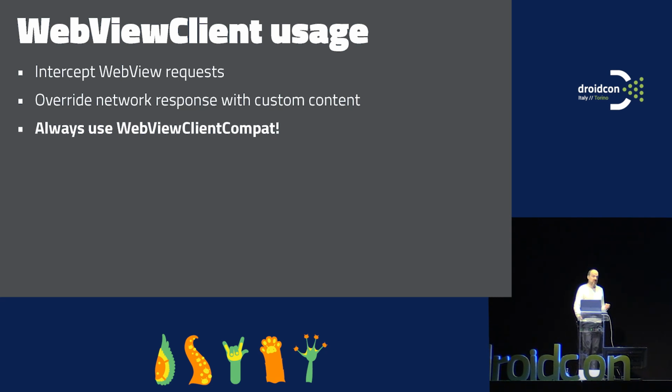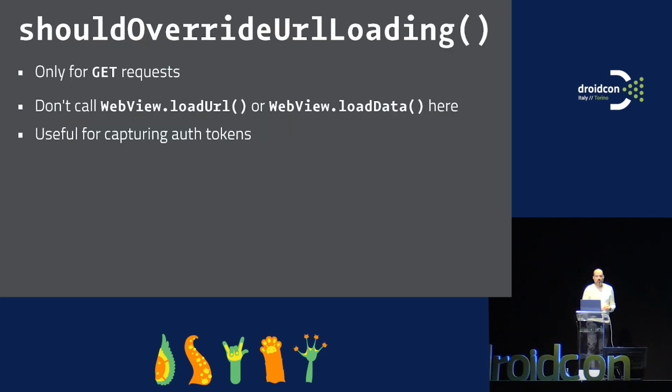The important thing first is to always use a compat version of this class, which you include in the Gradle dependencies. So use a WebViewClientCompat. Should override URL loading only works for GET requests. You should never call WebView loadUrl or WebView loadData in this callback. Avoid that. And the most useful thing here is for capturing auth tokens from login.